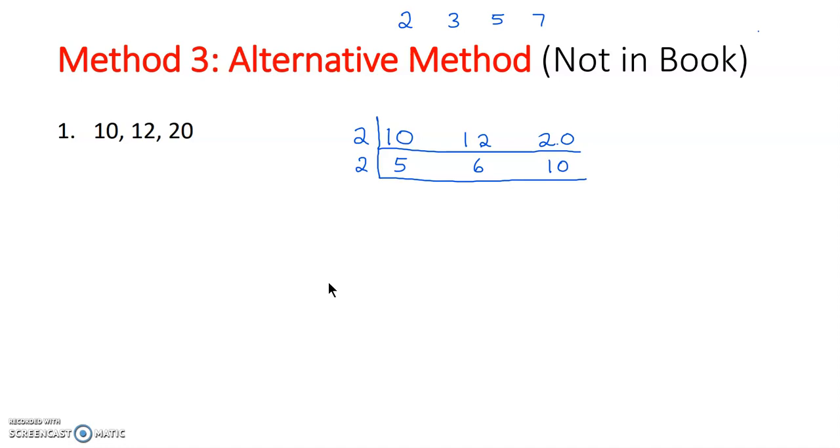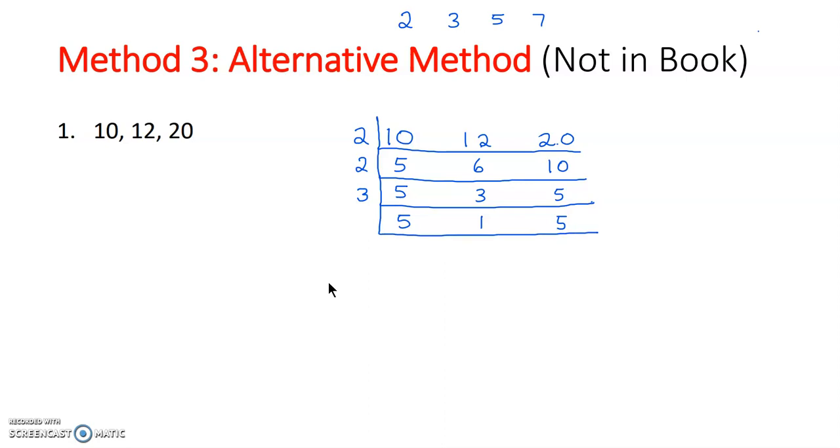So 5 cannot divide by 2, so I just copy down the 5. If it cannot divide, I just bring it down and go to the next number. 6 divided by 2 is 3. 10 divided by 2 is 5. That row is done, so I'm ready to divide again. Now none of the numbers 5, 3, or 5 are divisible by 2, so I go ahead to the next number, which is 3, and one of them is divisible by 3. 5 is not, but 3 divided by 3 is 1, and 5 is not, so I copy it down. I'm ready to divide again.